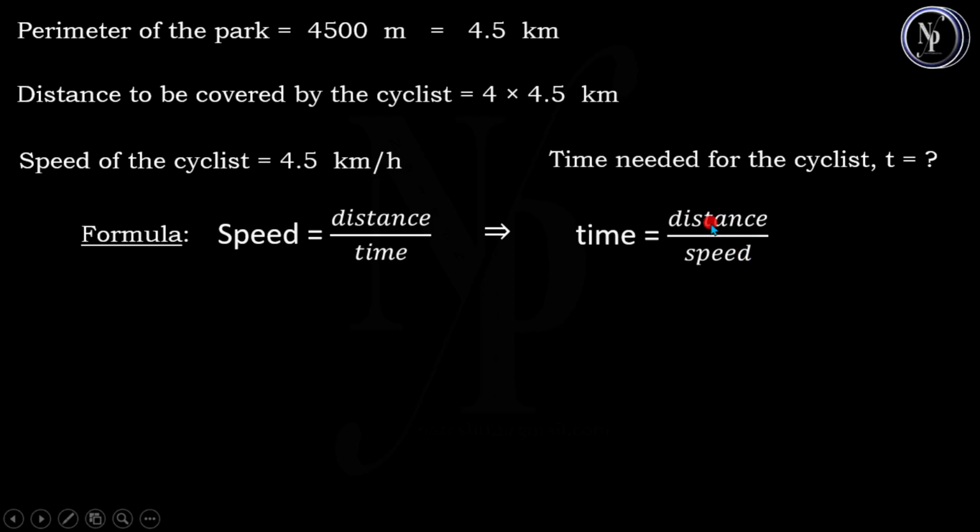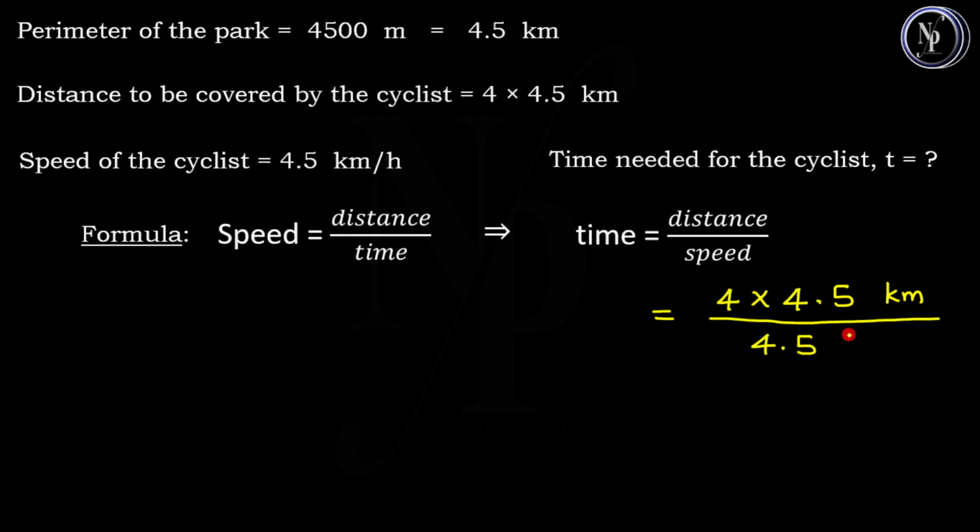Now we have the total distance to be covered by the cyclist and also we have the speed of the cyclist. Substituting this into this formula, we can calculate the time needed for the cyclist to complete 4 rounds of the park. Let us substitute and simplify. The total distance to be covered by the cyclist is 4 into 4.5 kilometers, divided by the speed of the cyclist, 4.5 kilometers per hour.